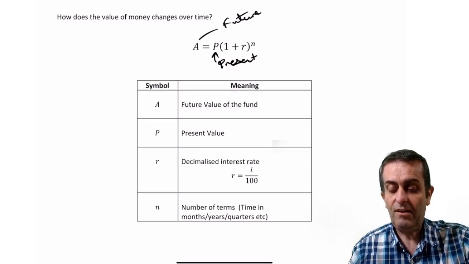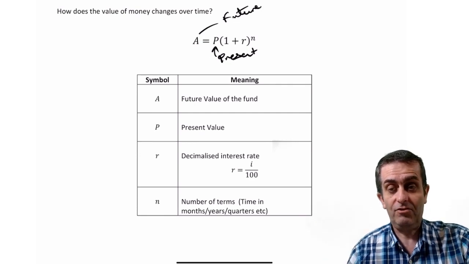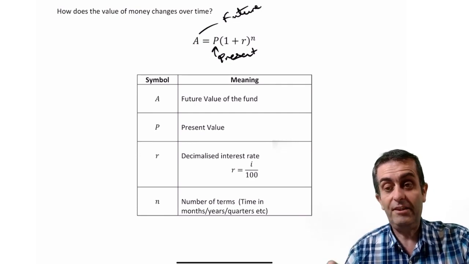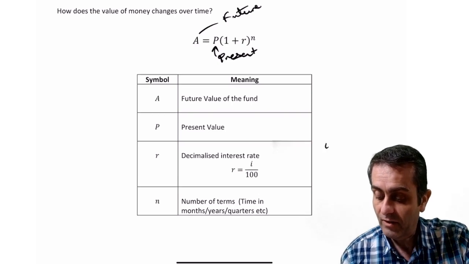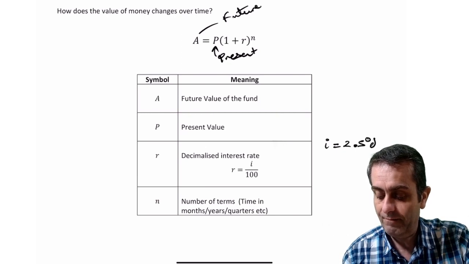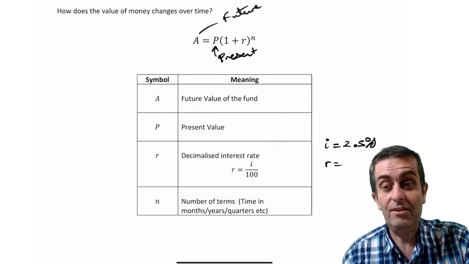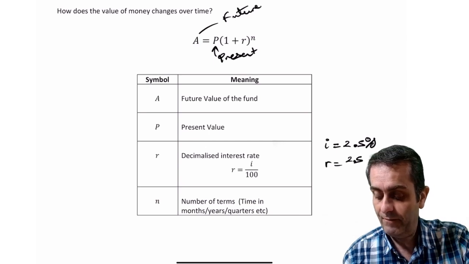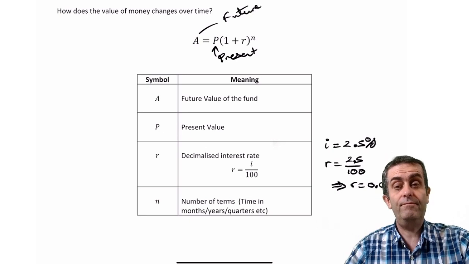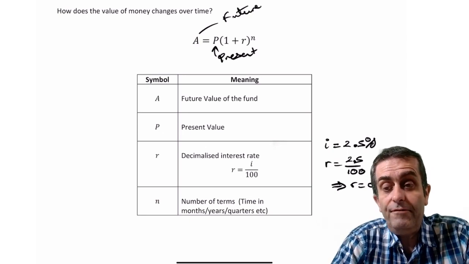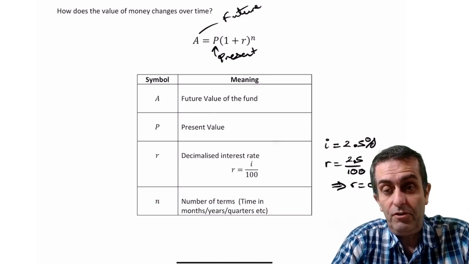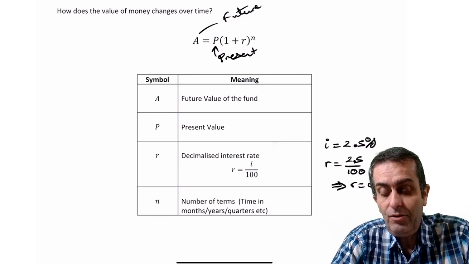The interest rate R, or more specifically the decimalized interest rate R, is the interest rate divided by 100. So let's imagine that the interest rate at the moment is 2.5%. That would mean that the decimalized interest rate would be 2.5 divided by 100. So that would mean that R equals 0.025. So if the interest rate was 2.5%, the decimalized interest rate R would be the interest rate 2.5 divided by 100.